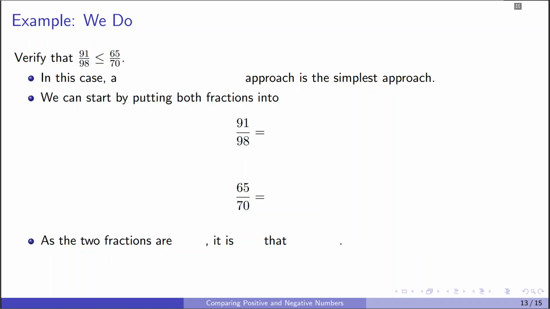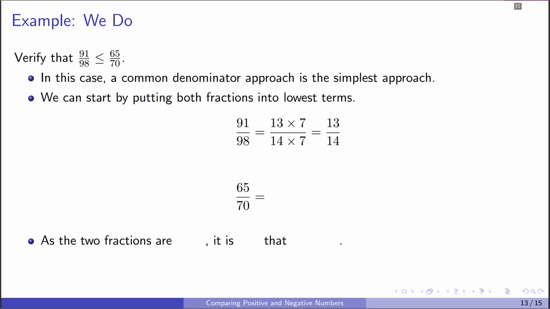Now, let's do some together. Verify that. So here they're saying, we think this is true. Prove it. We want to prove that 91 over 98 is less than or equal to 65 over 70. In this case, a common denominator approach is going to turn out to be the simplest approach. We start by putting both fractions into lowest terms. Our 65 over 70 clearly has a common factor of 5. 91 over 98 also has a common factor. In this case, it's 7. We pull the 7 out of the numerator and denominator. The 7's cancel, and it reduces to 13 over 14.